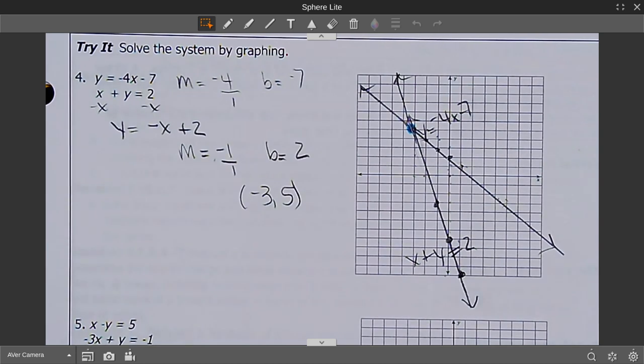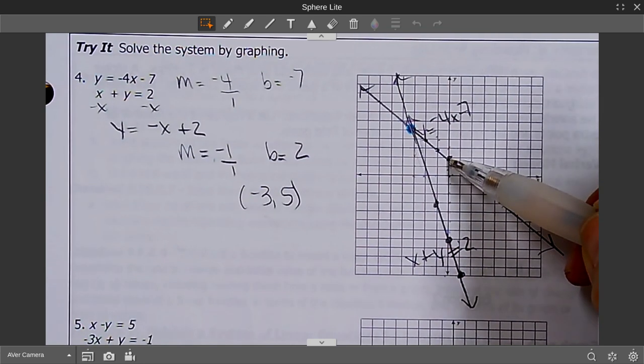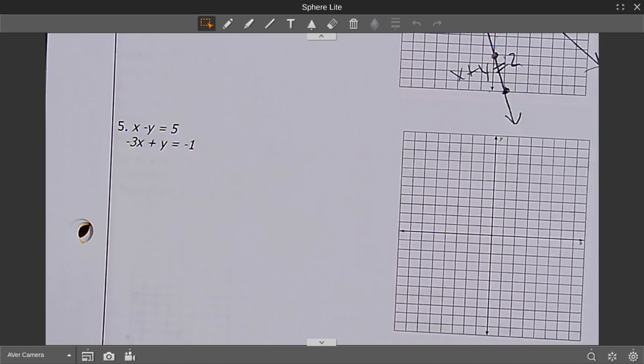So what did you do differently? Did you start at the 2? No. Okay, there's your mistake. Always put your B first. Your B is on the Y. Let's try number 5.